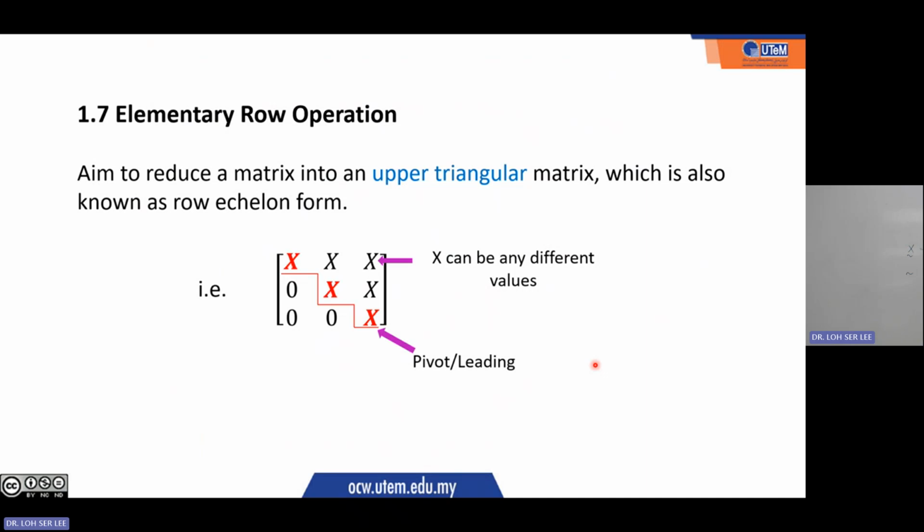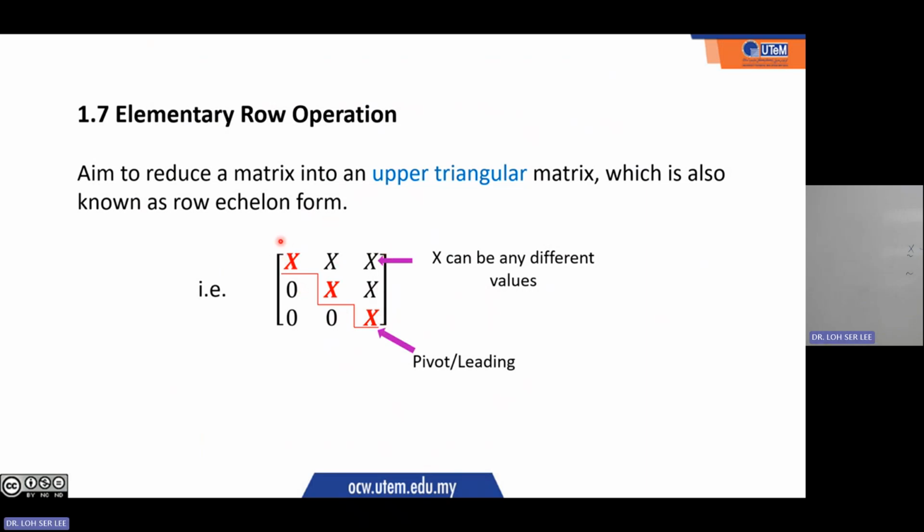This operation is used to row reduce a matrix into an upper triangular matrix. So given a matrix, we will row reduce until we get something like this. This is an upper triangular matrix, meaning that the lower part is all zeros. I call this a staircase. All entries underneath the staircase must be all zeros, and the entries above it could be any values.